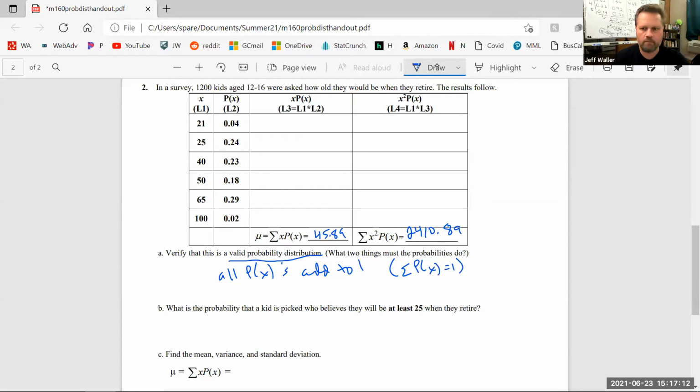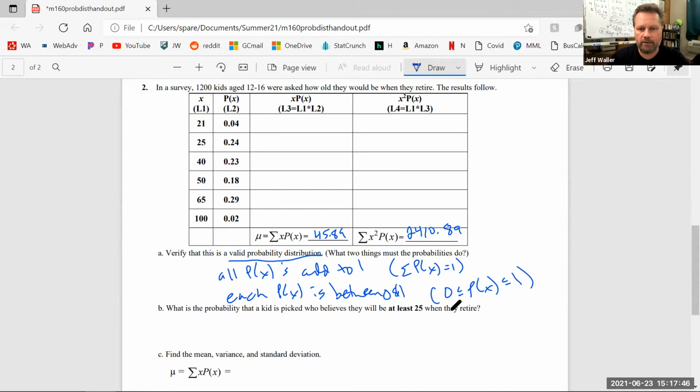And each must be between 0 and 1. Yeah, and don't say must be, because then it sounds like you're not checking it. Say each P of X is between 0 and 1, or you can say 0 less equal P of X less equal to 1. So this needs to be you checking it. Don't tell me what must happen, tell me what did happen. All right, so this is valid because all the probabilities add to 1 and they're all between 0 and 1.